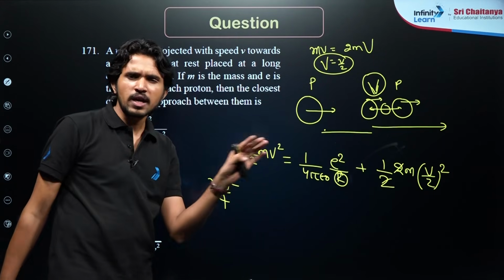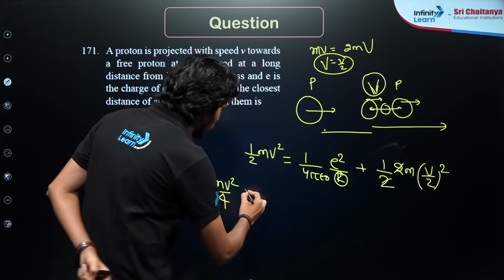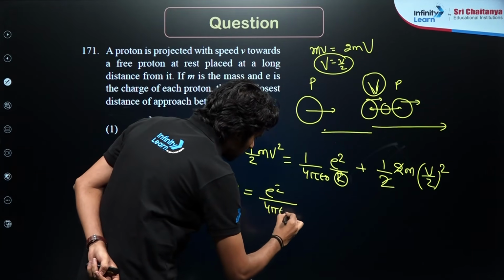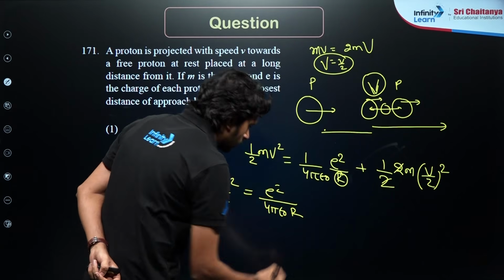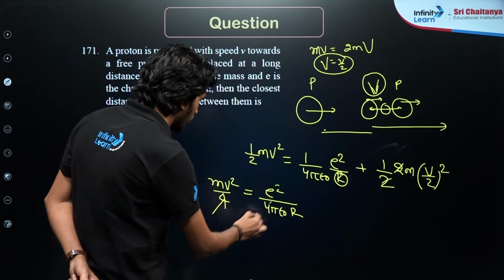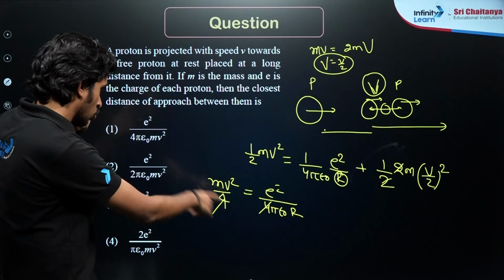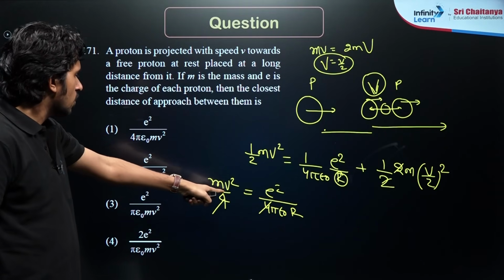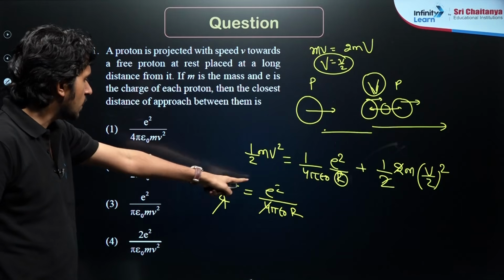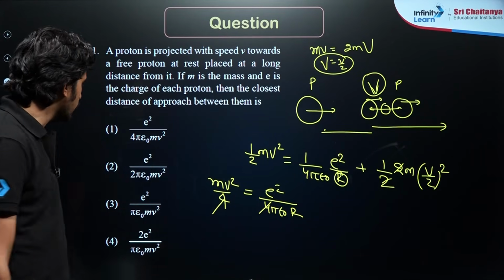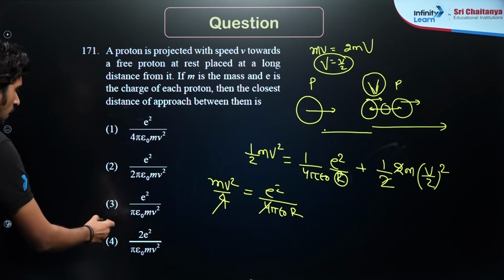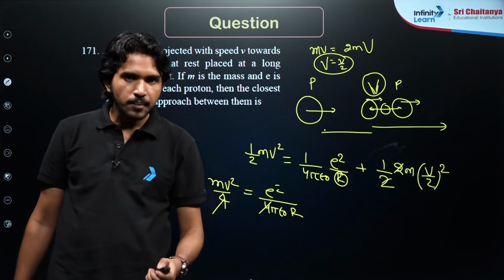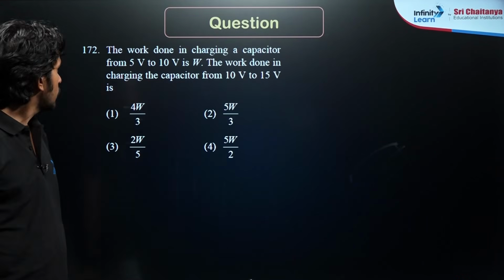Yes, 1 by 2 minus 1 by 4 is 1 by 4 equals e square upon 4 pi epsilon naught r. So 4 and 4 cancelled out. So do cross multiplication, r will go in numerator and final answer would be e square by pi epsilon naught mv square. Option number 3.